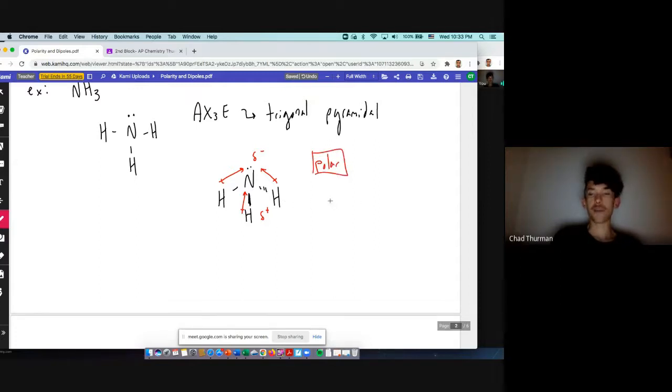I'm not writing it out because you should be able to write it out on your own by now, or think it through at least. It's polar because the dipole arrows agree. They do not cancel. So there is a net dipole moment. Because it's polar, I have to draw the partial charges.